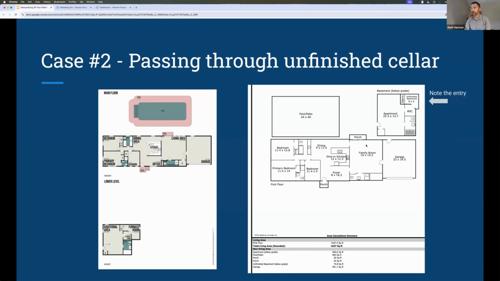So we had gone out and measured this property for the client. And what we noticed was this apartment down here is not connected to living area. And in North Carolina, that's one of the requirements: you can't leave living area, go through non-living area, and re-enter living area. So the two ways into this apartment are through this unfinished basement and from the outside. So it's a great apartment. It's awesome. You can rent it out, do whatever you want with it, but it's not living area.